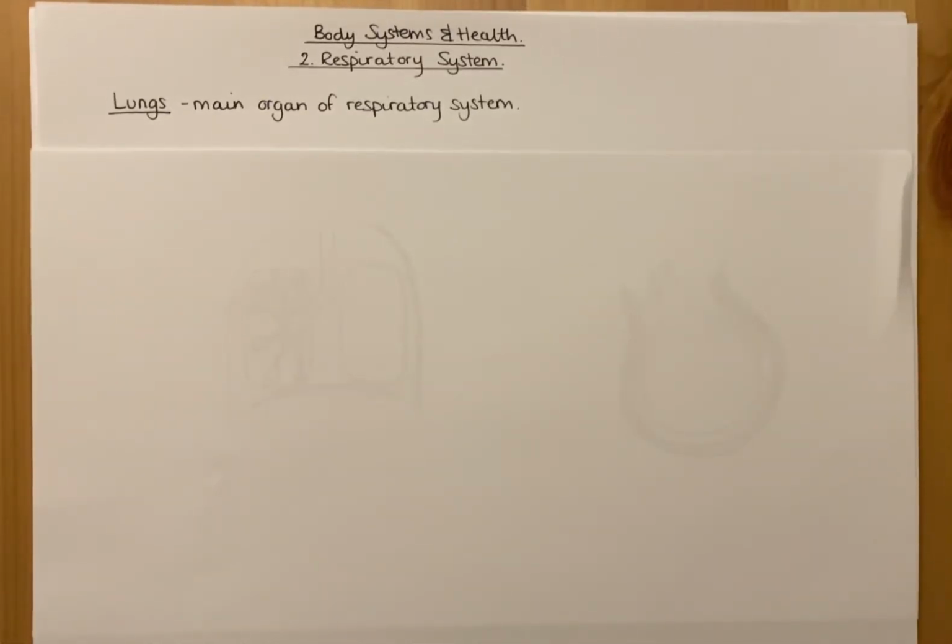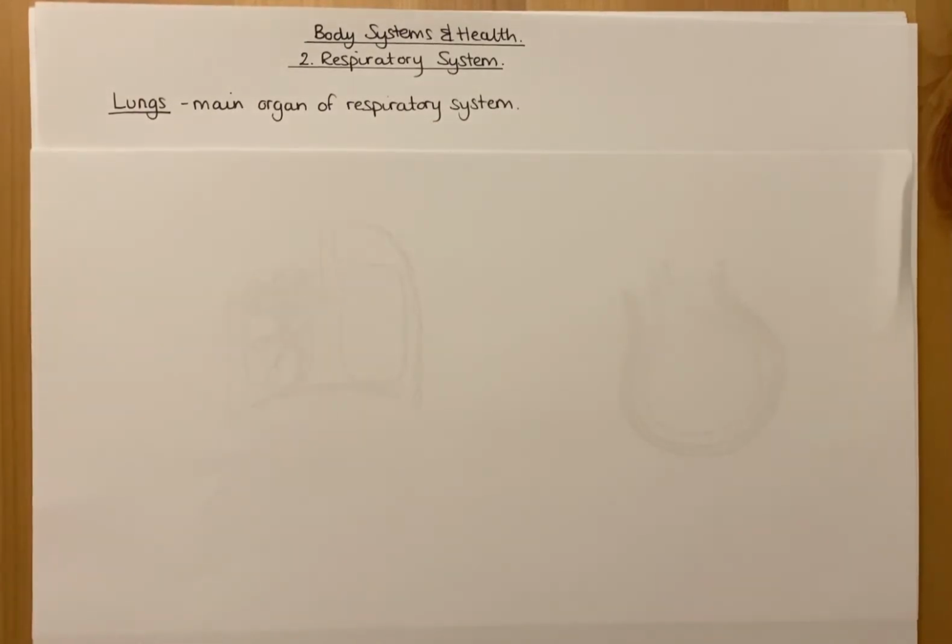This is going to be a revision video for the respiratory system part of the body systems and health topic from the first and second year science course. So to cover the main points of this, the respiratory system is the system involved in breathing. The main organs that are involved in that are the lungs. You might already know this, but you have two lungs, one on the left and one on the right.